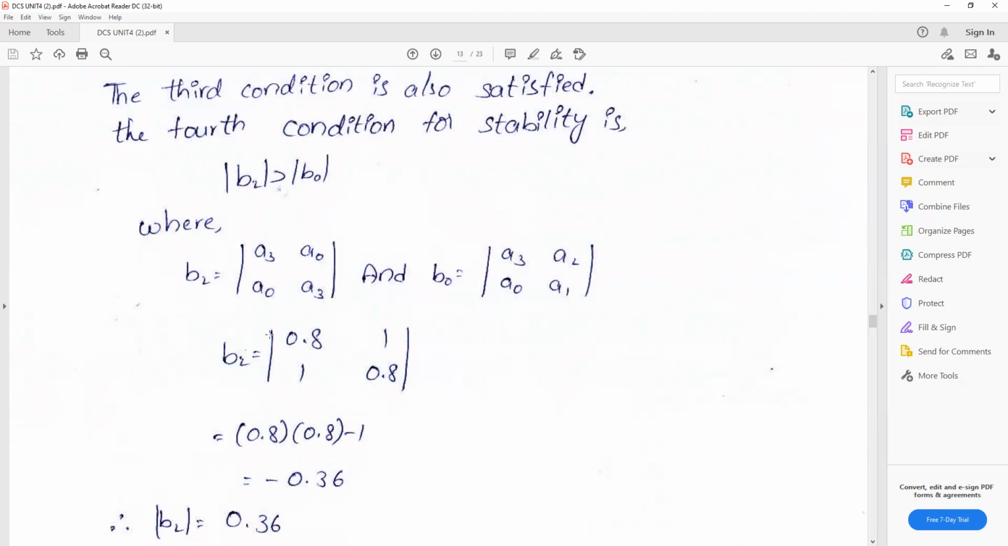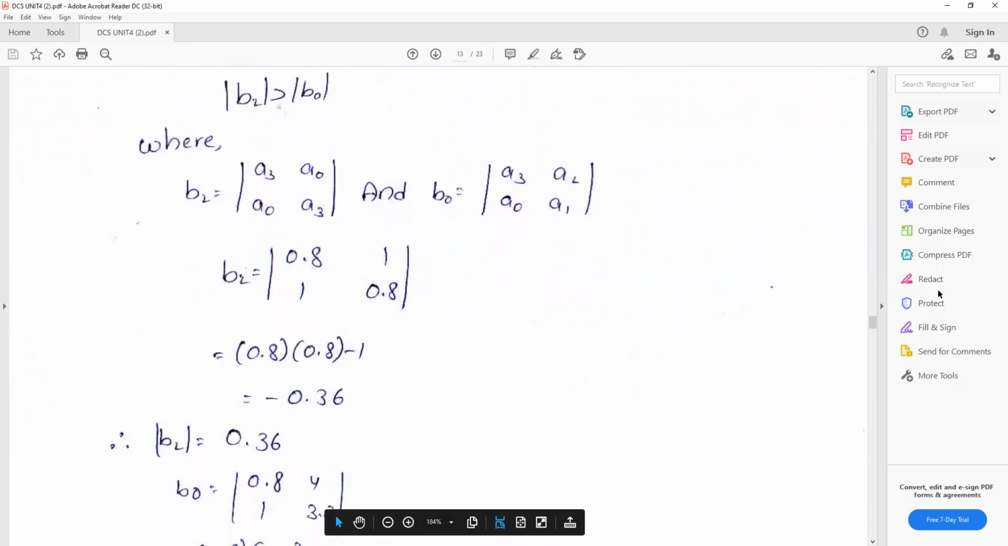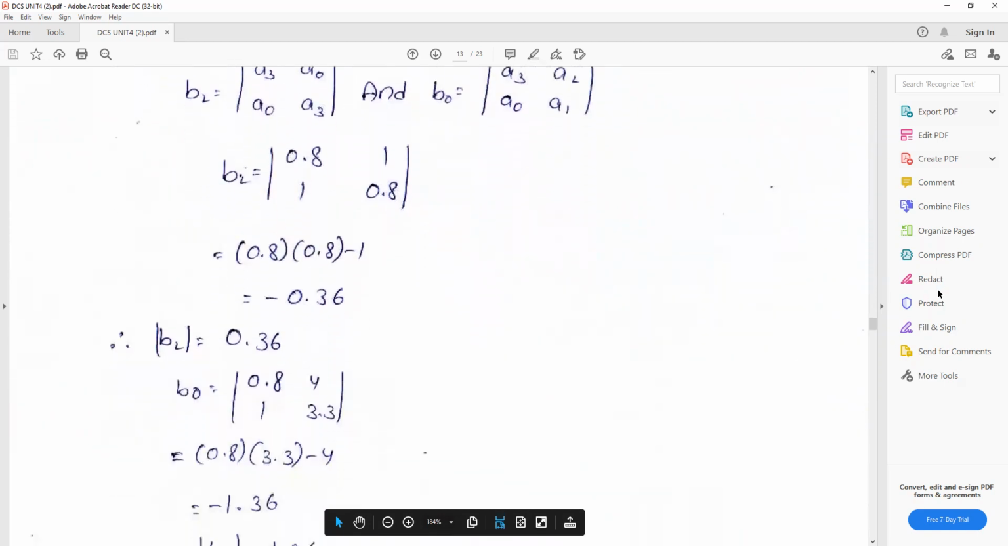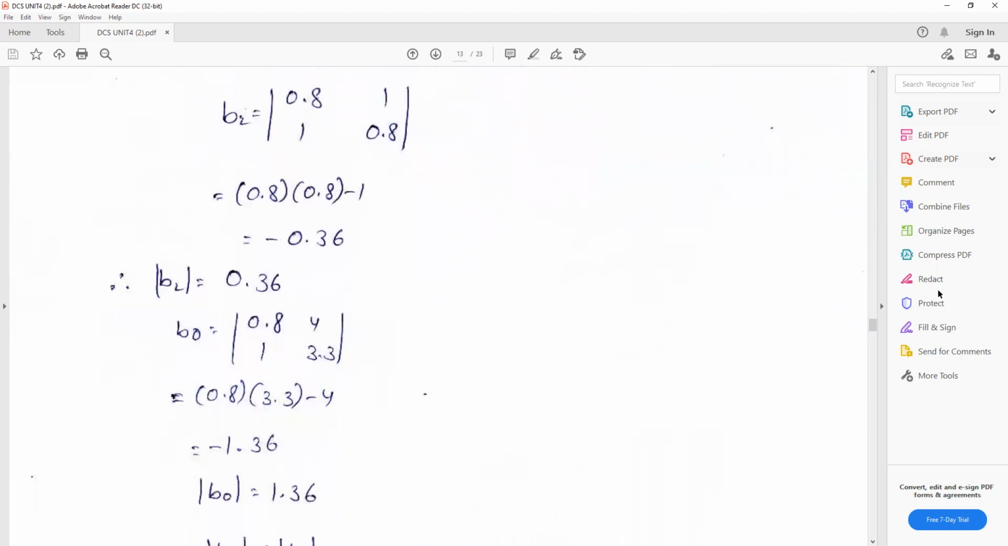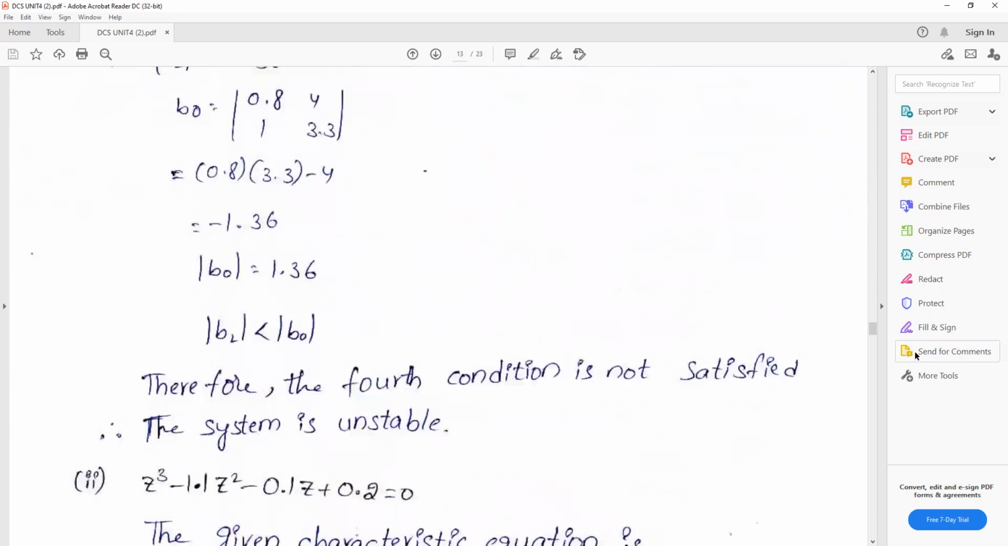So B2 is built from A3 value 0.8, A naught is 1, A naught is 1, A3 is 0.8. The determinant of B2 is minus 0.36, so the B2 value is 0.36, and B naught is calculated as 1.36. So B2 is less than B naught. The fourth condition is not satisfied.